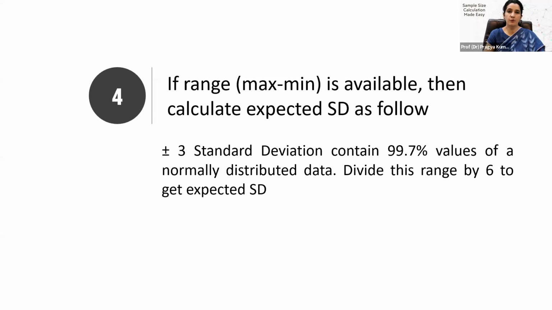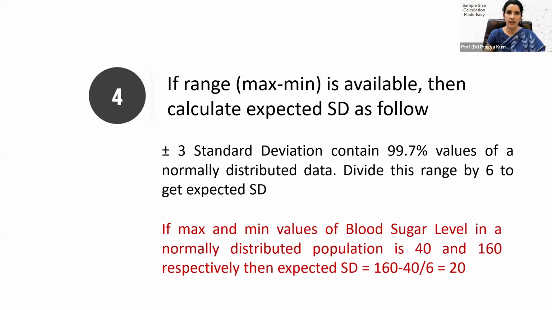So there are some useful tips for calculation of standard deviation, because we often find students have difficulty calculating this standard deviation. Like in this example, if the maximum and minimum value of blood sugar level in a normally distributed population is 40 and 160, then your expected standard deviation will be the difference of these two divided by 6, which will be 20.